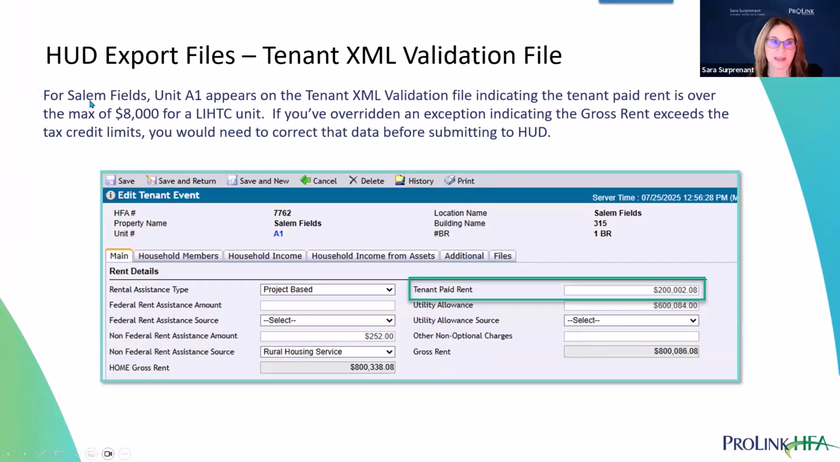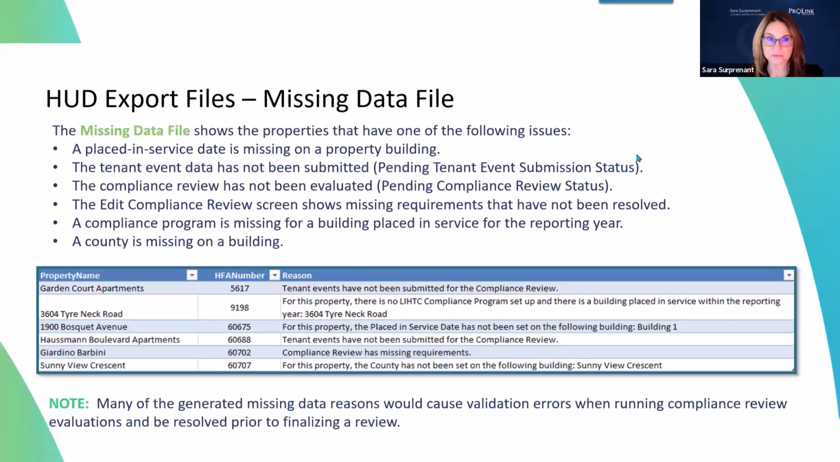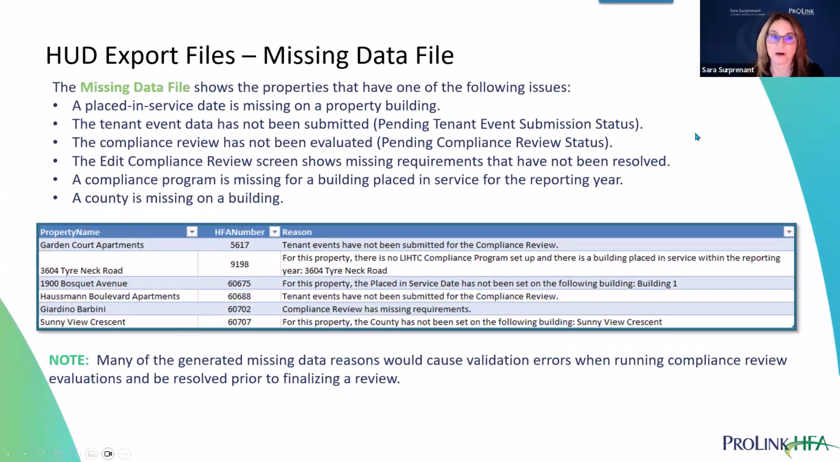Like here for Salem Fields, we have unit A1 appears on that file, and the tenant paid rent is apparently way over $8,000. That would have come through with a compliance evaluation. That would have been kicked back for a low income unit saying, no, that's way too high. So there's a good chance that could have been resolved before you get to this. But again, we have apparently multiple guardrails before you get to the point where you have to report that data to HUD. Your missing data file is going to show the properties that have a variety of issues.